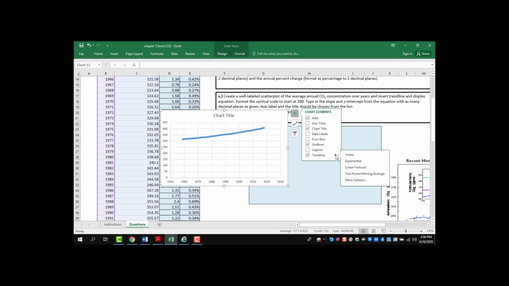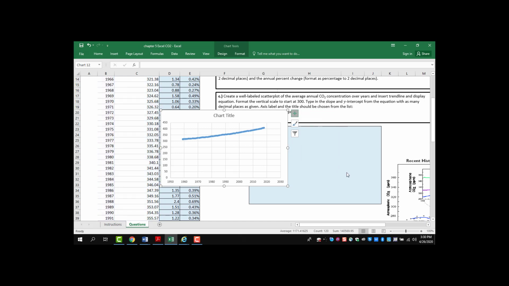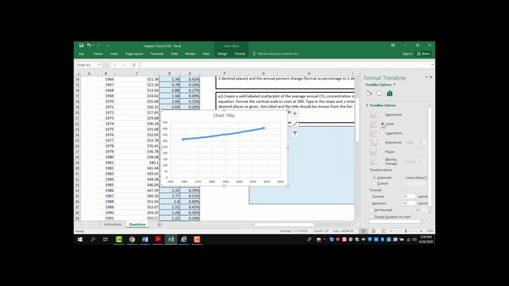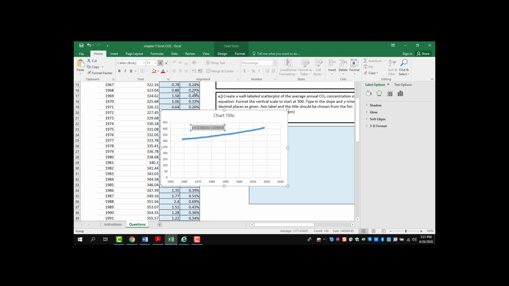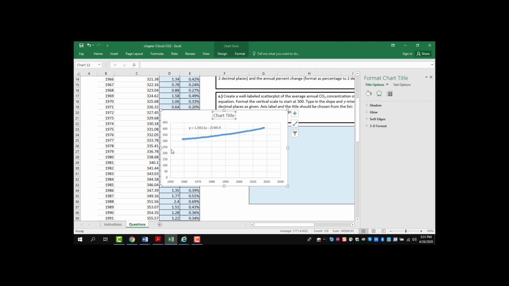A trend line, linear, more options. So I want a linear trend line, and I don't know if you can see it, but down the bottom it says display equation on chart, and I'm clicking that, and there's my equation displayed on the chart. And I can make it bigger by highlighting it and hitting the plus button. I'm leaving you to figure out the title, the x-axis and the y-axis, but that's how you display a linear trend line.